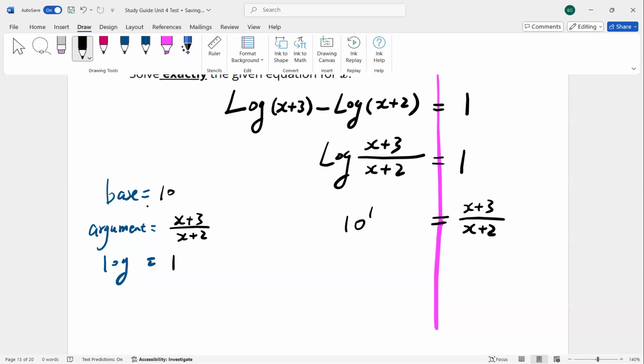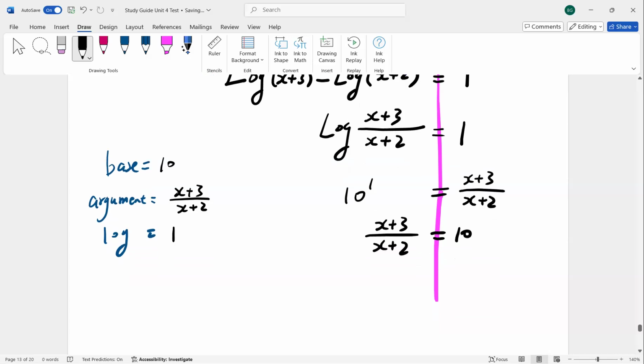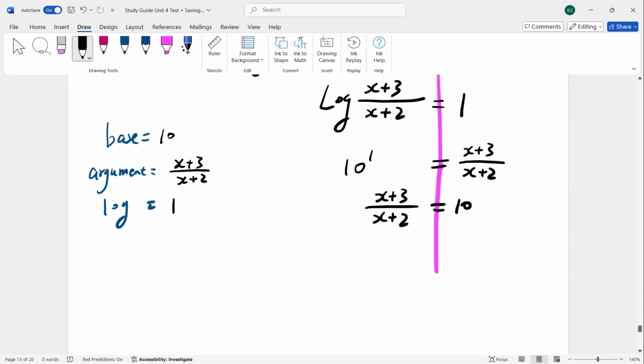10 to the power 1 is 10. So allow me to switch the sides. I'd like to feel more comfortable with x plus 3 over x plus 2 on the left side equals 10. And this becomes a rational equation, actually. And we can multiply each side by x plus 2.